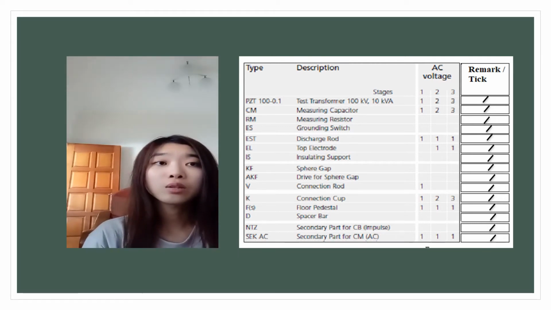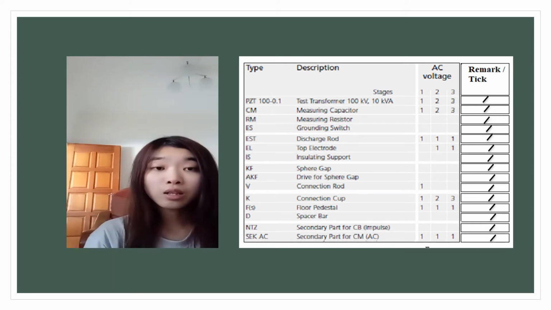NTZ is the secondary part of CB impulse. It is the secondary unit for the impulse divider which can incorporate the LV capacitor. A 500 ohm matching resistor can be connected additionally, connected between the HF socket of the load capacitor CB and the DMI 551 or picoscope by means of a coaxial cable BNC.